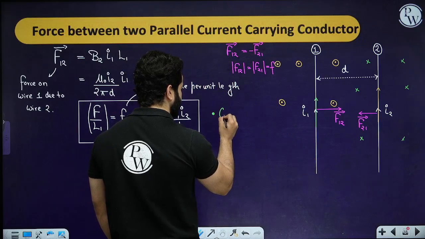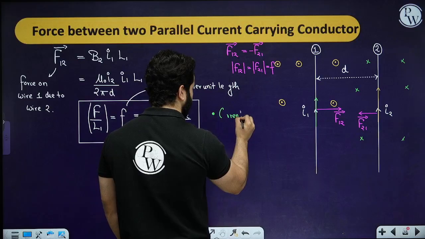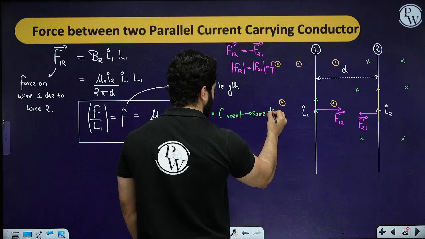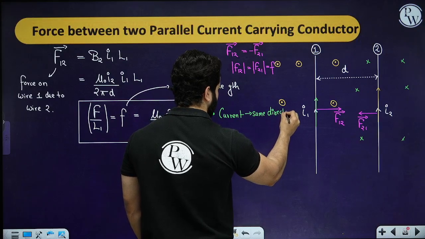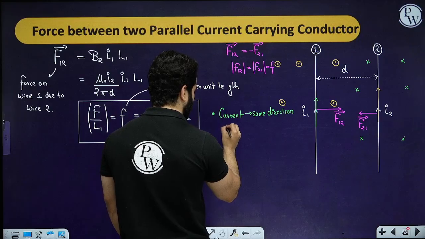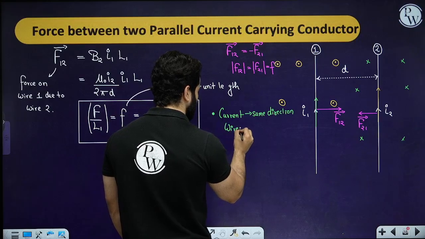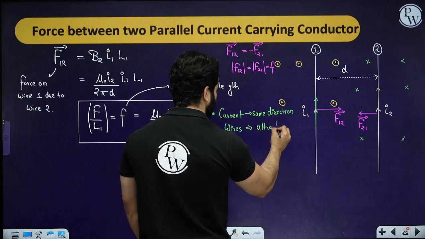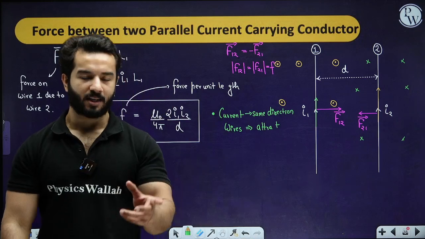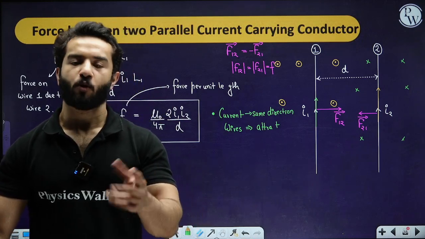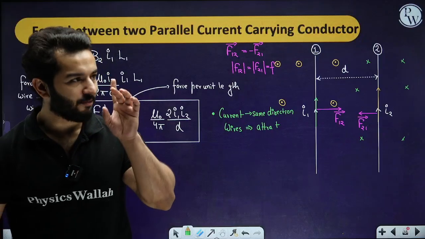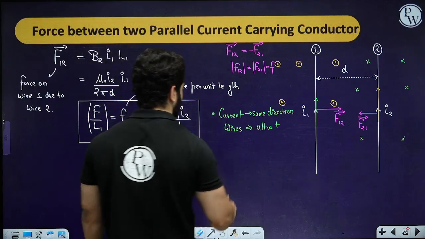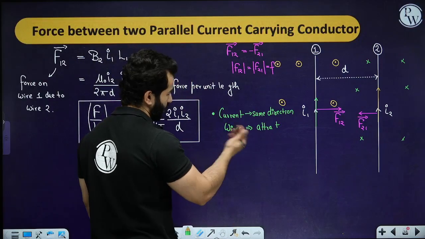This is a very special note. If currents are in the same direction, that means the wires are going to attract. This is different from what you have been learning so far. Generally we say that like charges repel, like poles repel. Here it is different. If currents are moving in the same direction, they are going to attract, right? And if in opposite directions, they are going to repel.